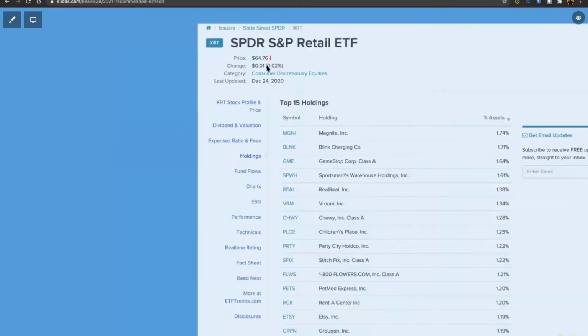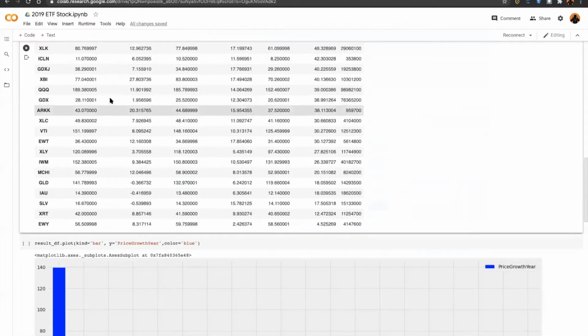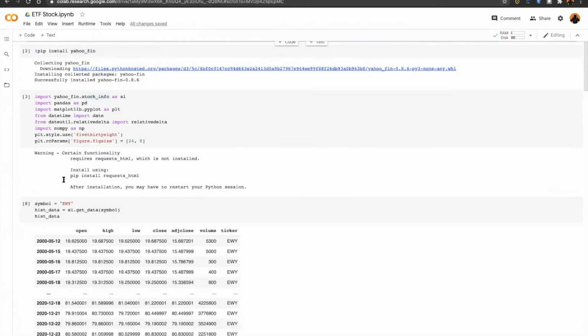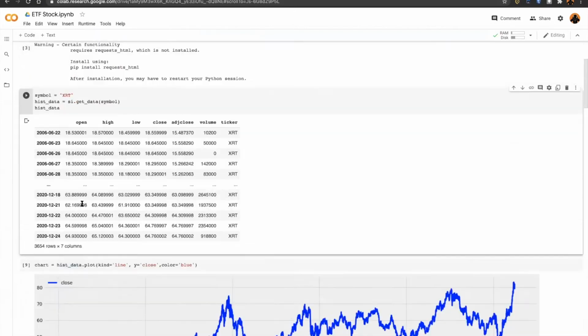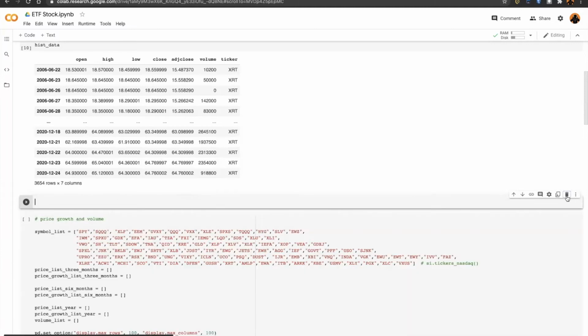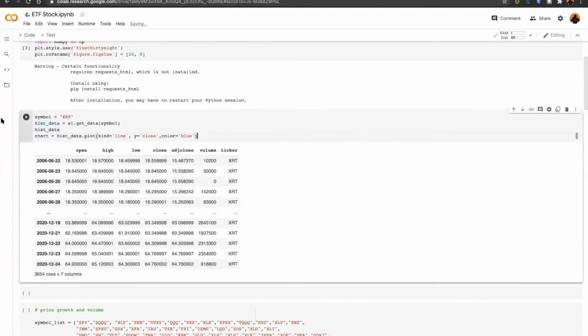So number 9 is the retail ETF. This one is XRT. Okay, let's check about XRT here. I think I can move this on here. I will remove this. Then maybe here. Okay, so let's do that.